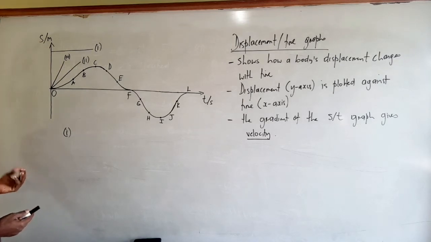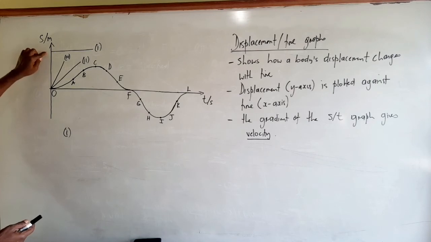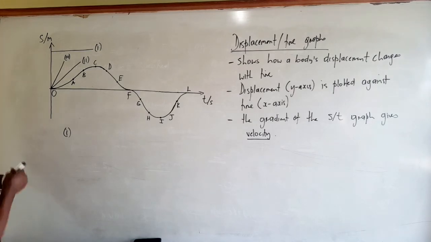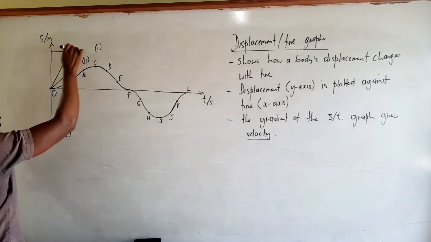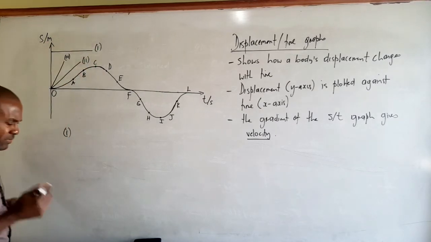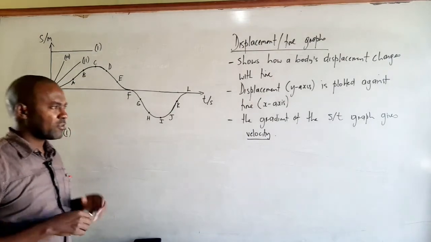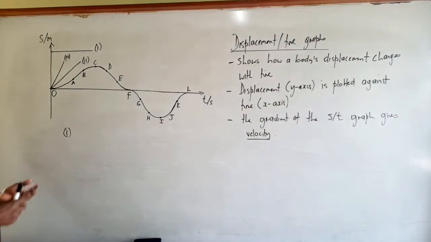So we see that basically at time t equals 0, there is some displacement, and as time changes, the displacement does not change. So the displacement remains constant, and therefore this tells us that the body is not moving.